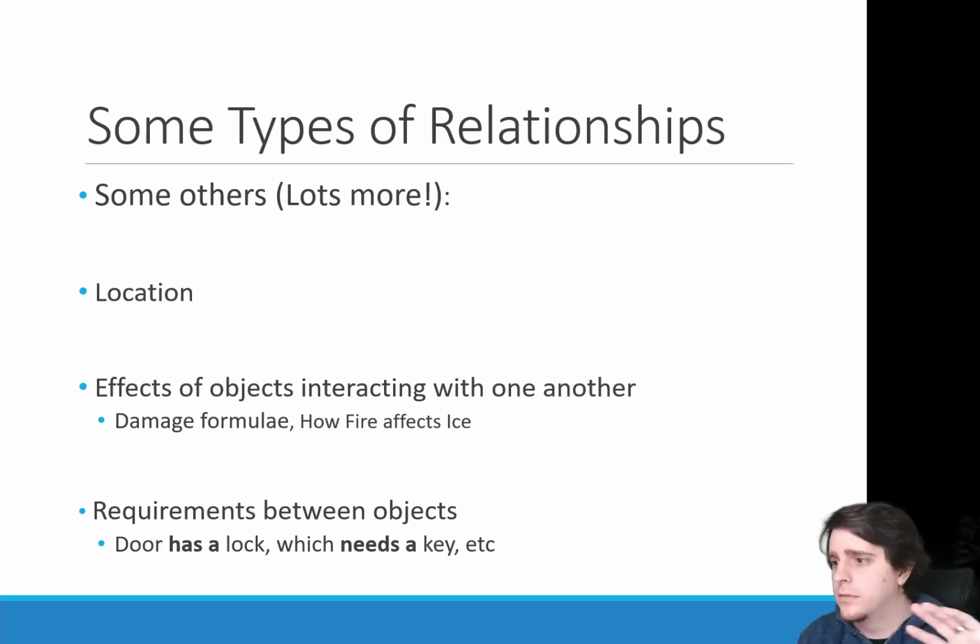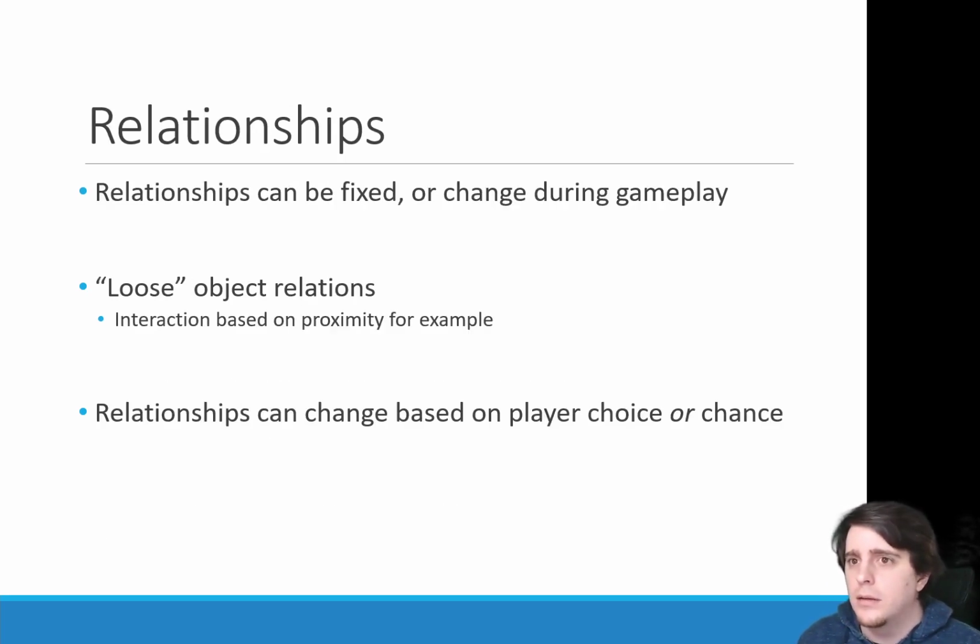So there's all kinds of different ways that you can define different kinds of relationships between objects in a system. And furthermore, within a game, relationships can be fixed, so they can stay the same, or they can be dynamic and change during gameplay. Relationships can also be what we call loose, which basically means that they have some interaction based on their proximity to something else. So this could be like those location-based relationships that we just talked about. And relationships can change based on what the player chooses, or by random chance, if that's something that is built into our system.